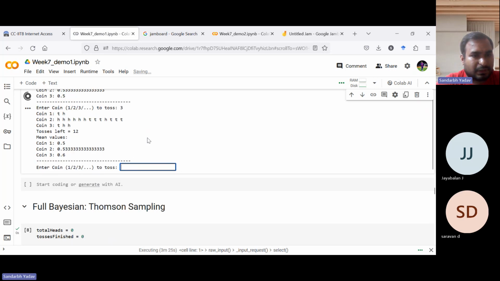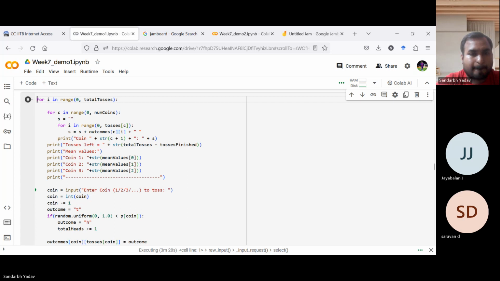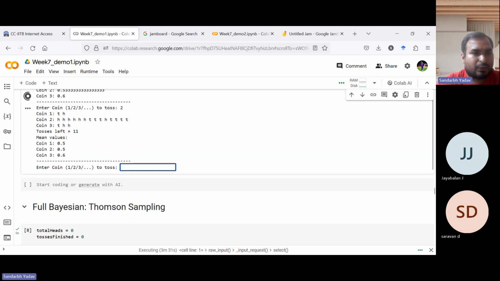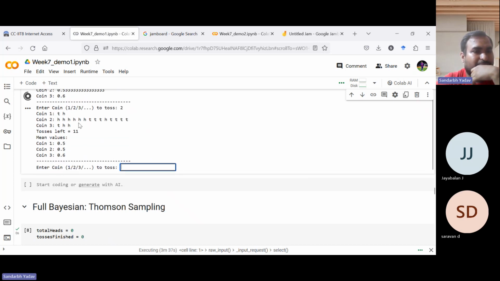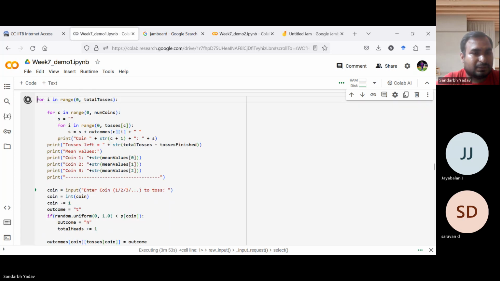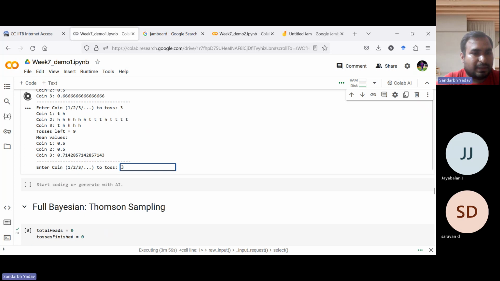Tosses left are 20. Okay. Let's do coin 2 one more time. So now you can see here the difference comes. This coin 2 is now essentially half heads and half tails. So now we can go to coin 3. Coin 3, see, it gave head. Now it gave head again. So although in hindsight we know that coin 3 is the best coin, in order to reach that stage we took a lot of tosses. Just 8 tosses are remaining.